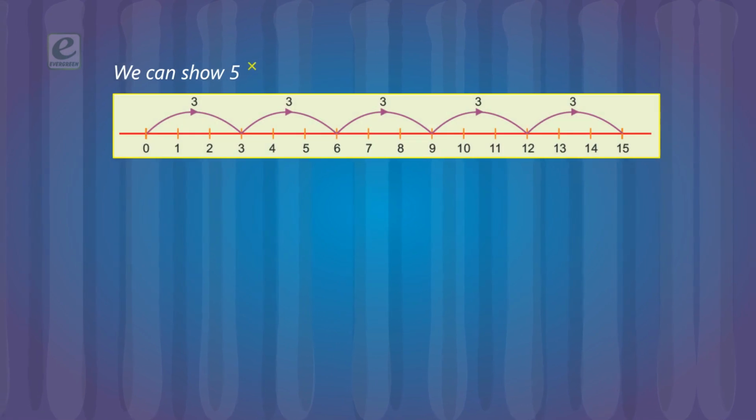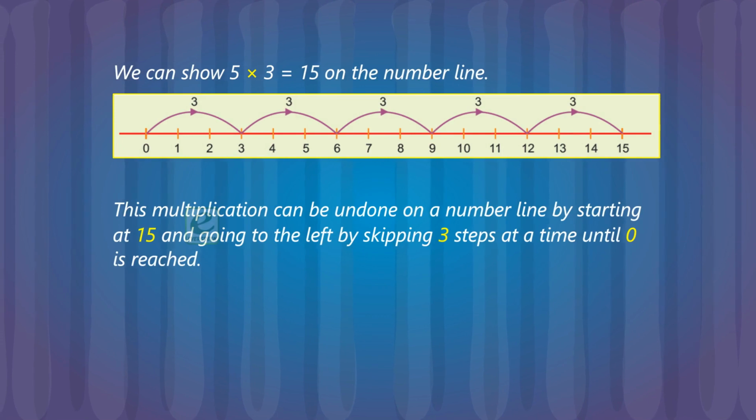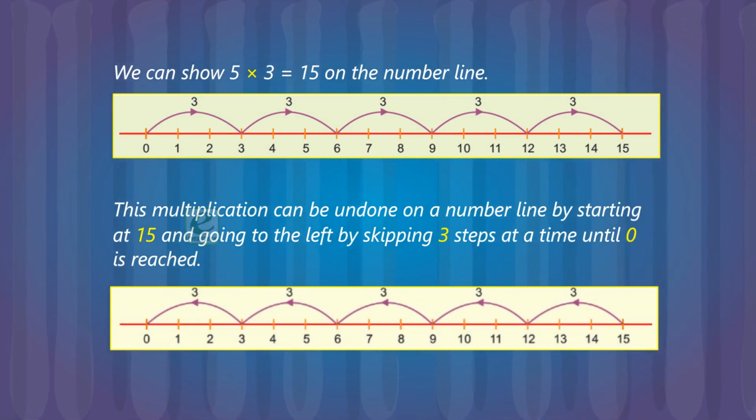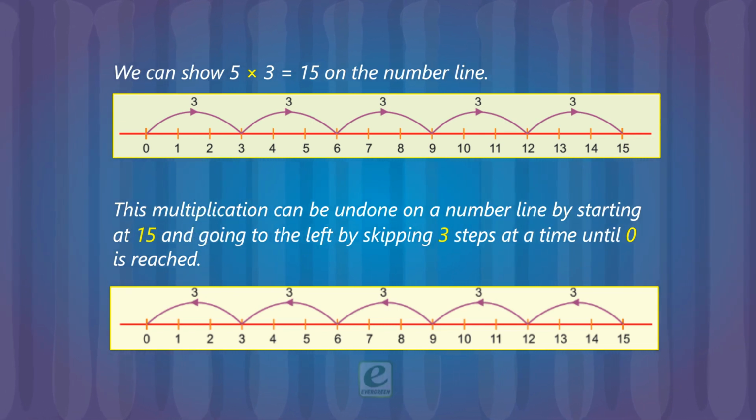We can show 5 into 3 equal to 15 on the number line. This multiplication can be undone on a number line by starting at 15 and going to the left by skipping 3 steps at a time until 0 is reached.